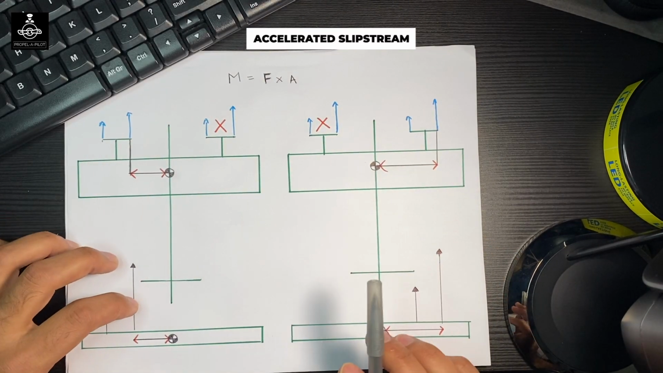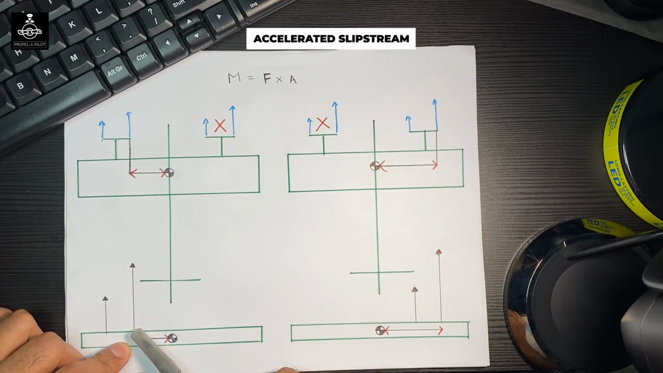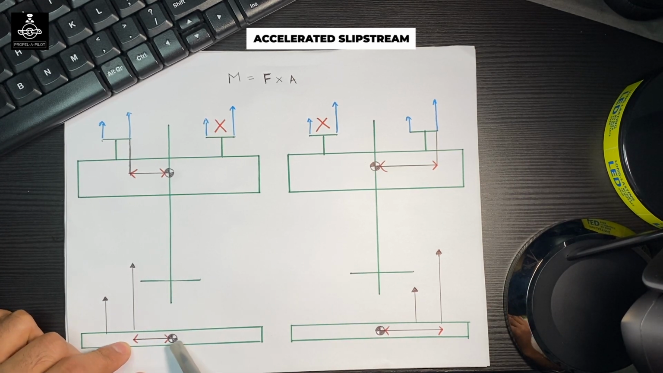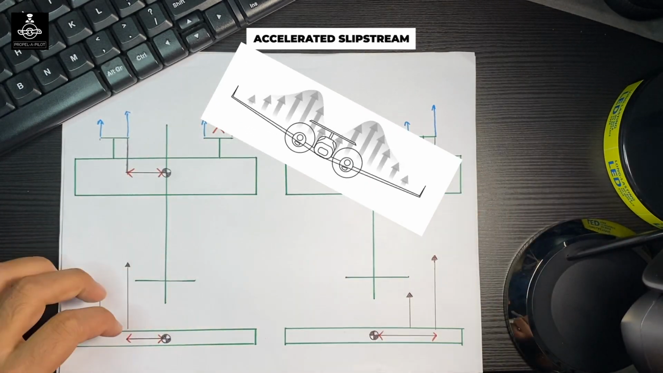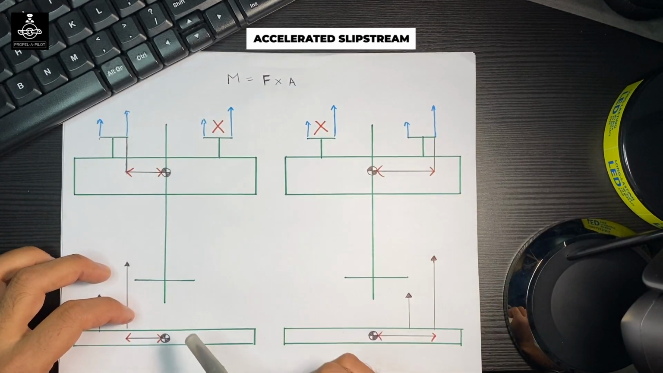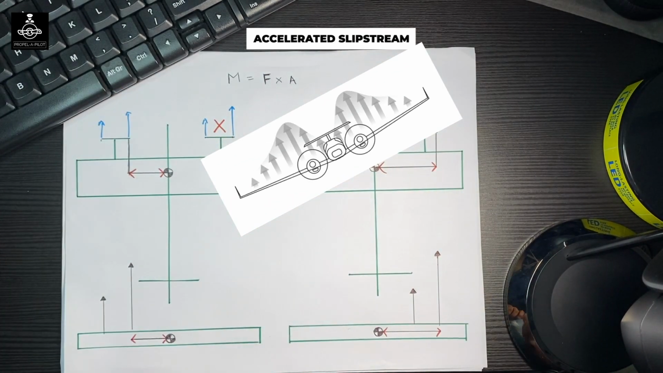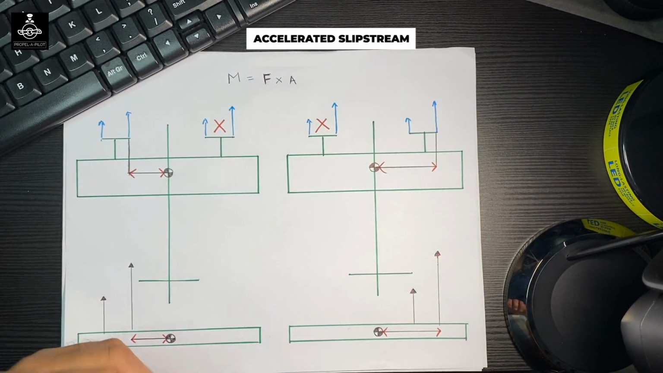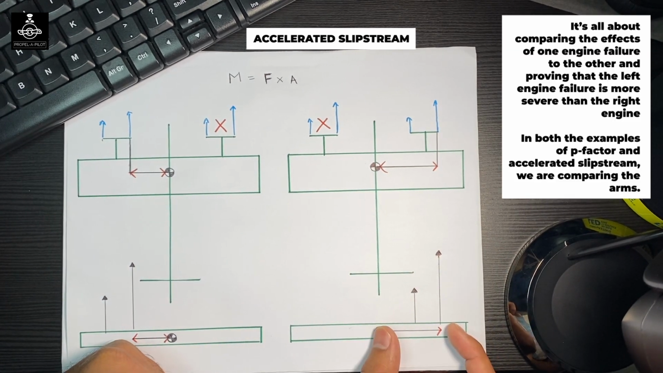Let's go back to our engine failure scenario. Right engine failure, that's the lift arm. What will it produce? It will produce roll to the right. In case of left, it will produce a roll to the left. Which one is the stronger moment? This one, because the arm is longer.